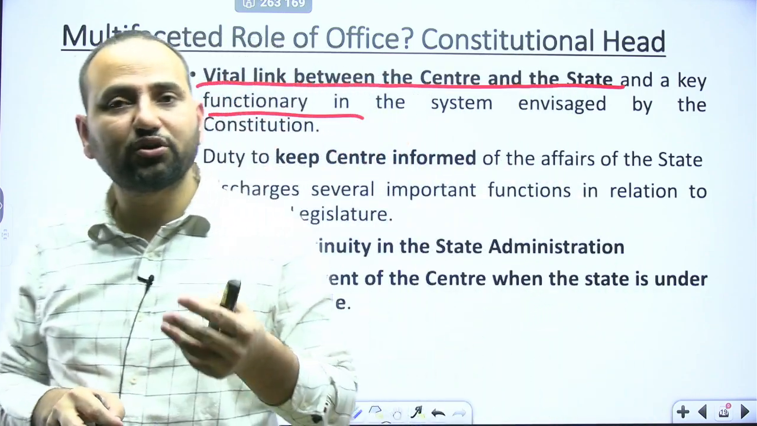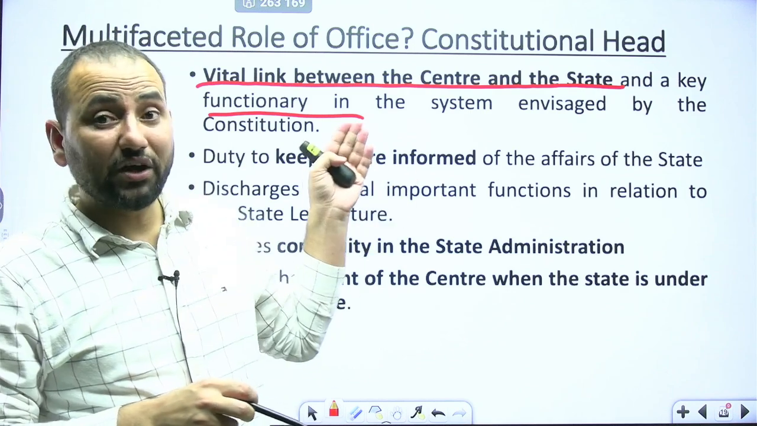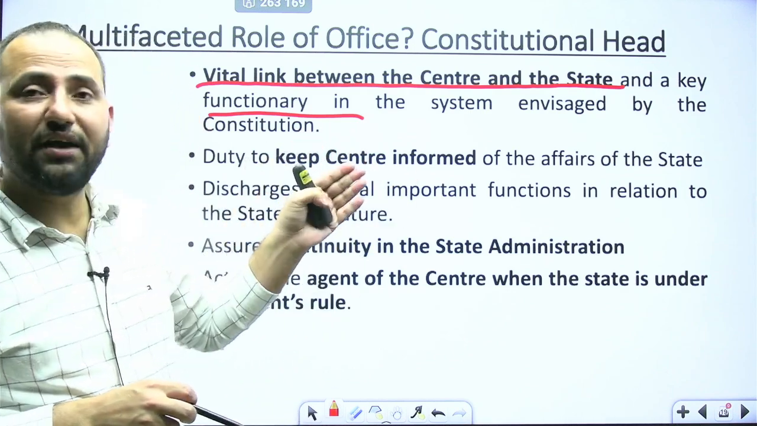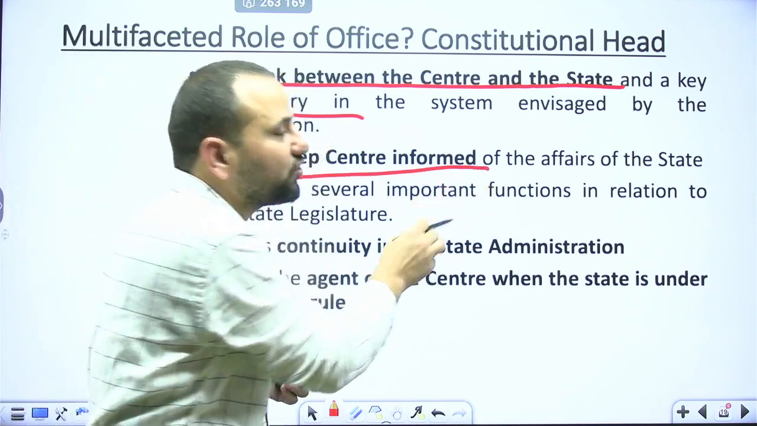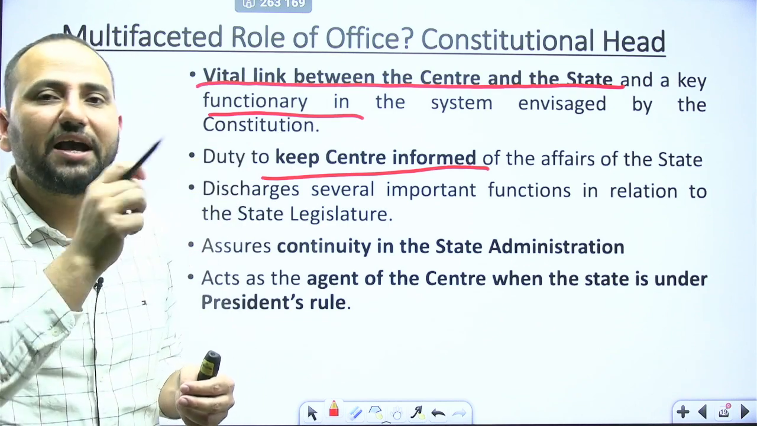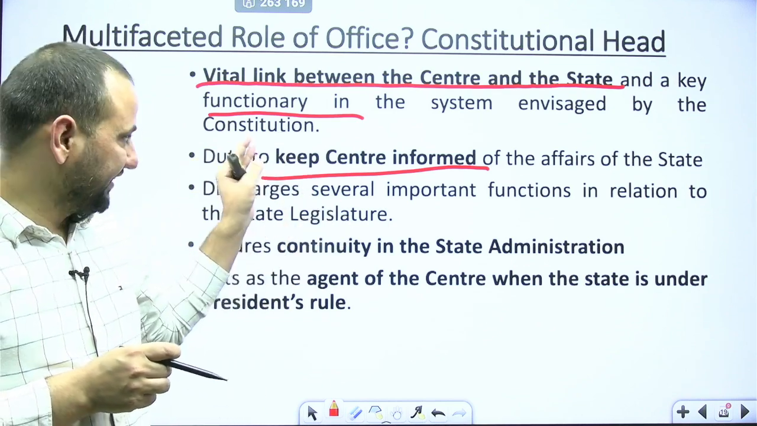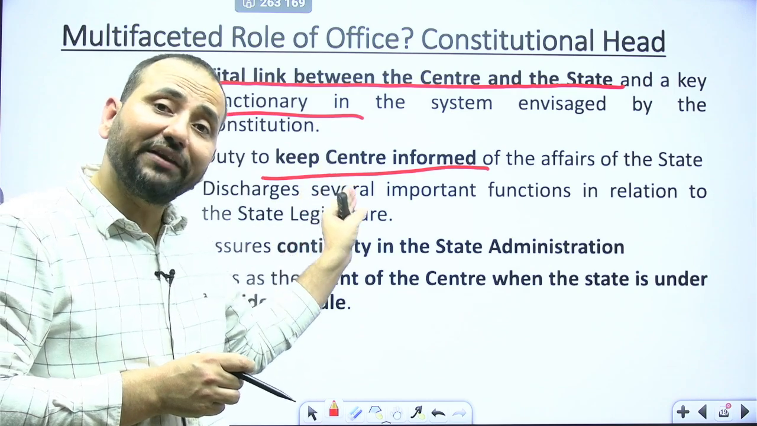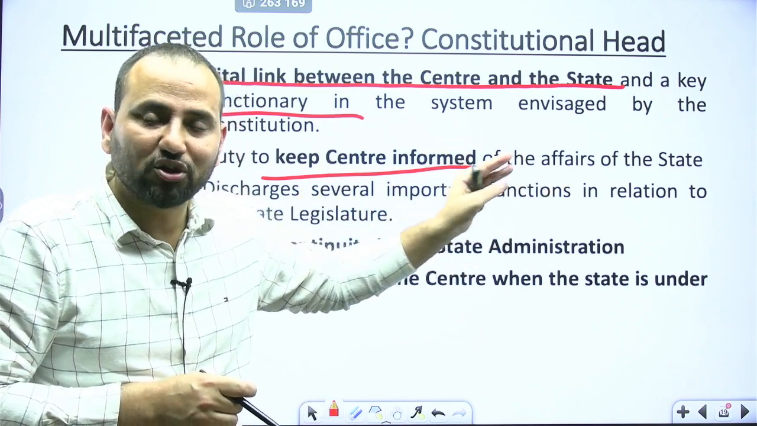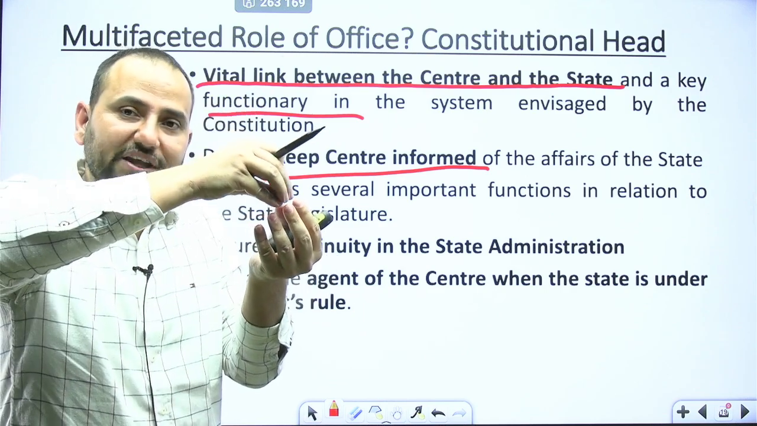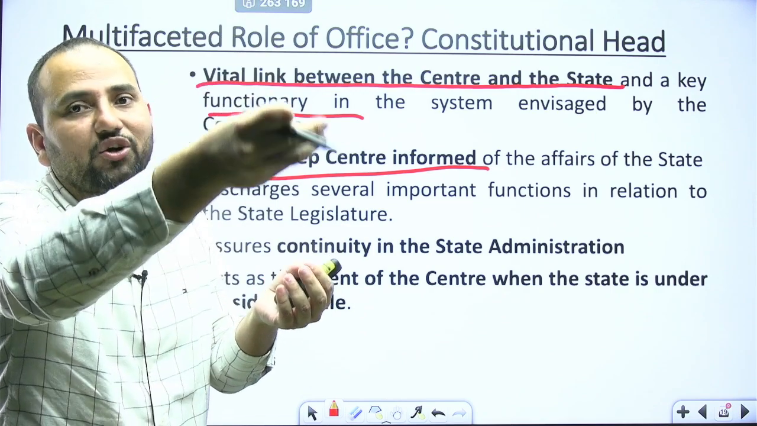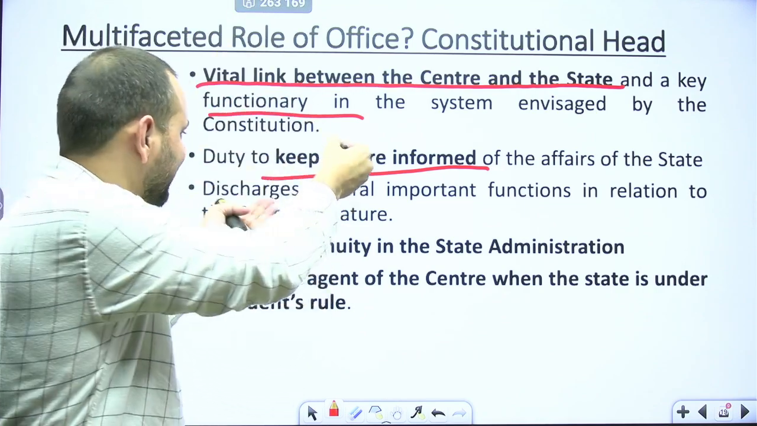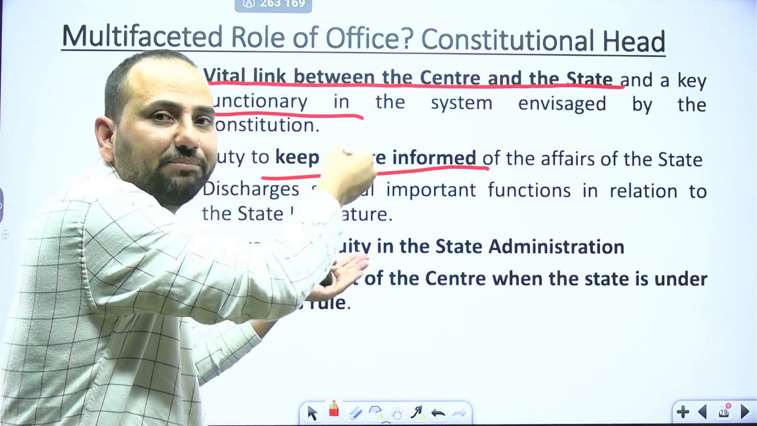When we talk about this whole structure, we have to understand these two dimensions very clearly. Along with this, we have to understand that it keeps on informing the center with reference to the affairs of the state. Whatever is happening in the state, these dimensions are informed by the governor to the center. Because we need to understand that the center protects these states also. And it is the constitutional obligation of the center to protect these states. So this structure of governor obviously helps in that dimension.